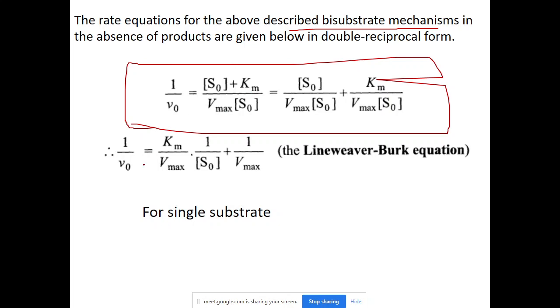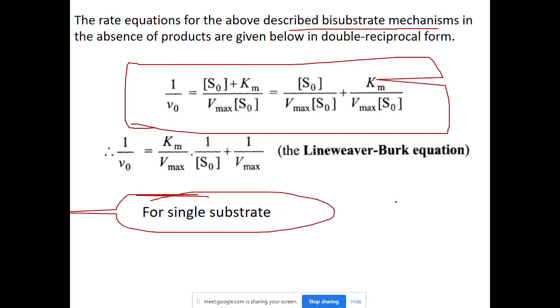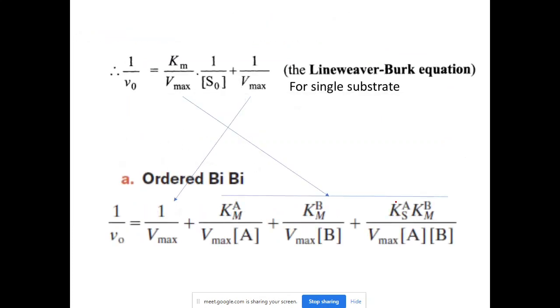This can be represented as the Lineweaver equation: 1 by V0 equals Km by Vmax times 1 by S0 plus 1 by Vmax. This is for a single substrate, we know. Now we have to convert this into a double substrate. Now for a double substrate, this is how the rate equation will look.